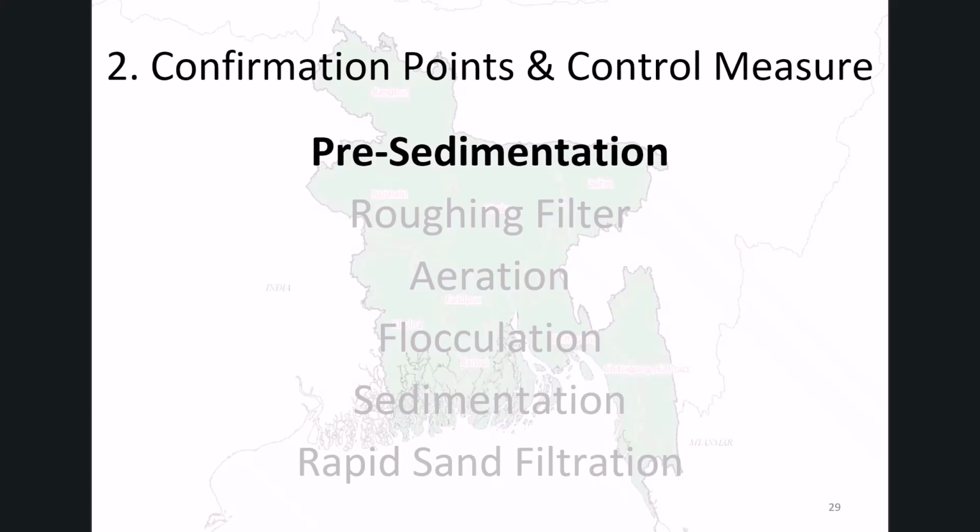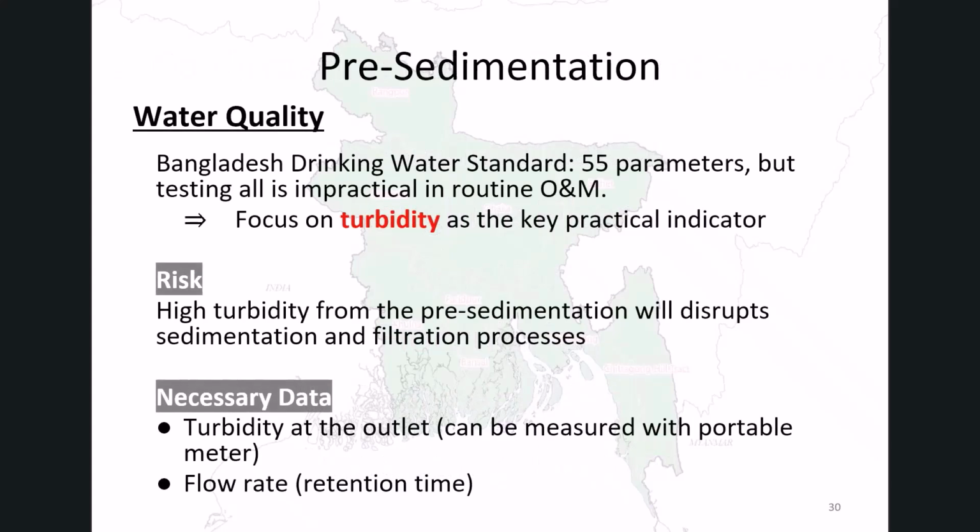Now we check the pre-sedimentation basin. For pre-sedimentation, the key parameter is turbidity at the outlet. There are 55 parameters in the Bangladesh drinking water standard, and it will be very challenging if we try to check all the parameters for O&M control purposes. So, we will focus on turbidity as the key parameter.